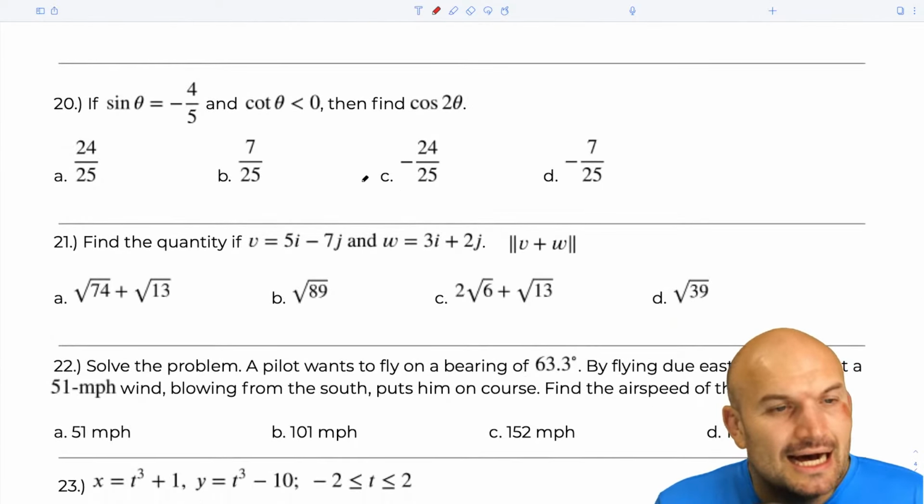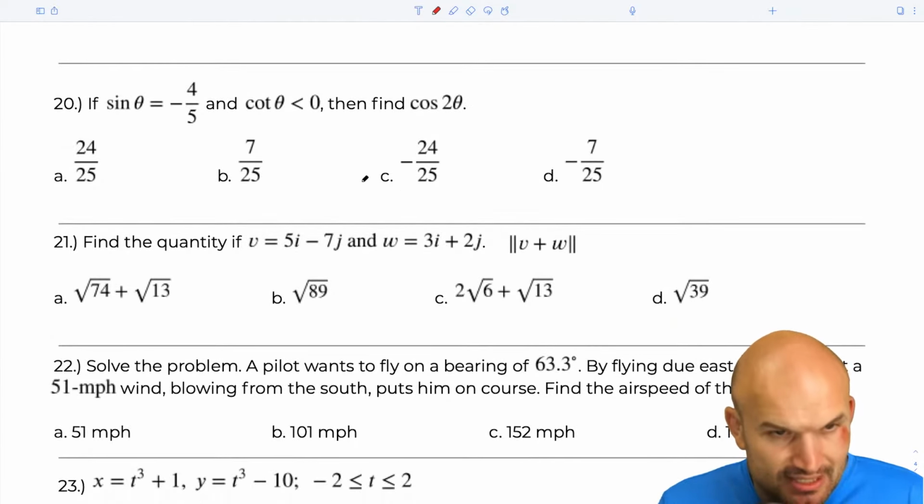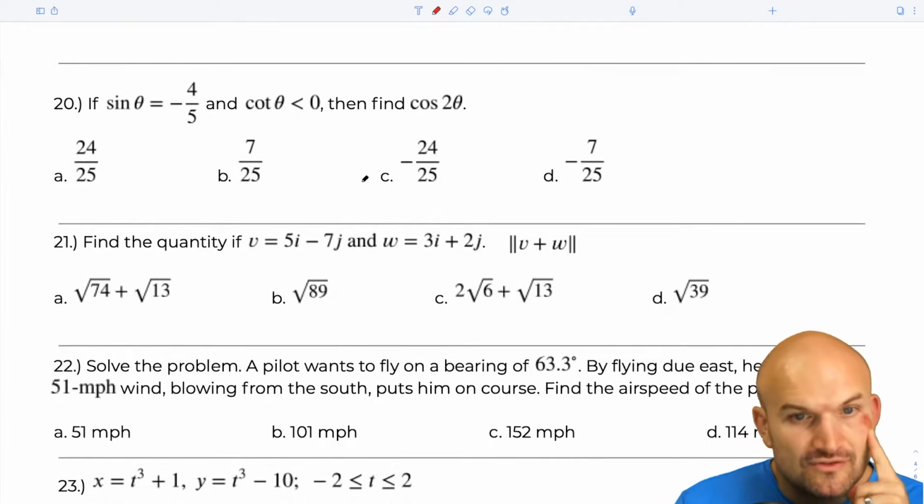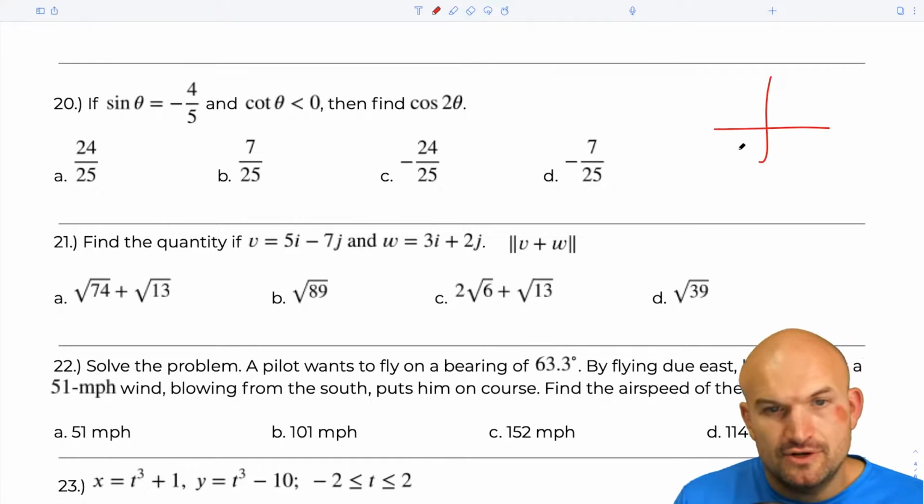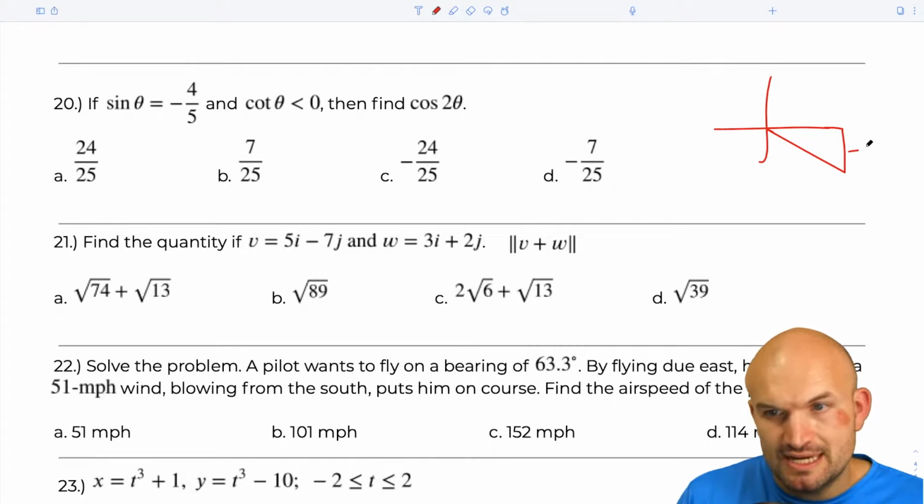Number 20, sine of theta equals negative 4/5. Cotangent of theta is less than 0. Find the double angle for cosine. Okay, so again, we have to draw it. Sine is negative, so it's either in the third or the fourth quadrant. Cotangent is negative in the fourth quadrant and second quadrant. So it has to be this one. Therefore, this is a negative 4 over 5. Using a Pythagorean triple, I know that's going to be 3. I'll put parentheses because I figured it out.